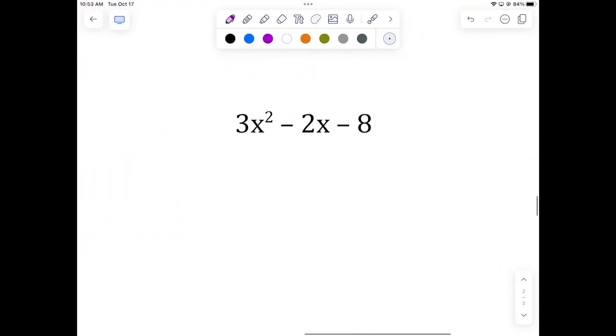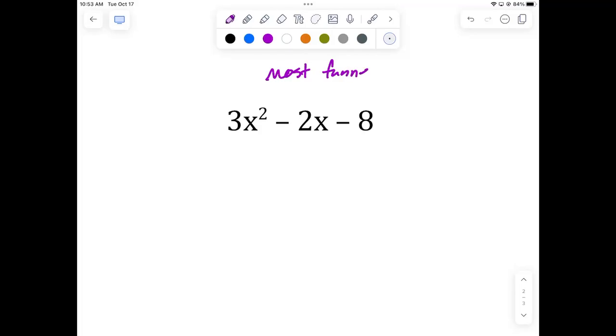All right, let's do this one here. 3x squared minus 2x minus 8. Is there a common factor? There is not. So this is the one that is the most funnest. We'll use the double bubble here. But now, instead of just an x and an x, 3 is a prime number. There's only one way to factor 3, right? 3 and 1. So we'll put this as a 3x and this as an x.